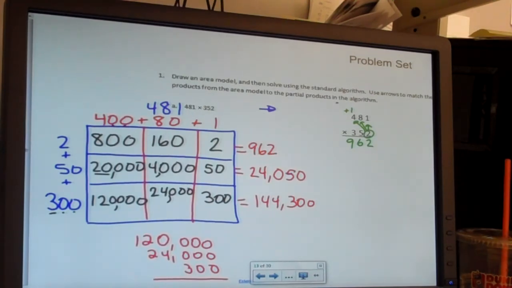Notice that's the same thing we're getting here. All right. What are we going to do next? Walk me through the next part. Brady, go ahead. You have to add the placeholder, so we're going to put our 0 there. 5 times 1 is 5. 5 times 8 is 40, so you carry the 4 and put the 0. 5 times 4 equals 20 plus the 4 would be 24. Good. So we get 24,050.